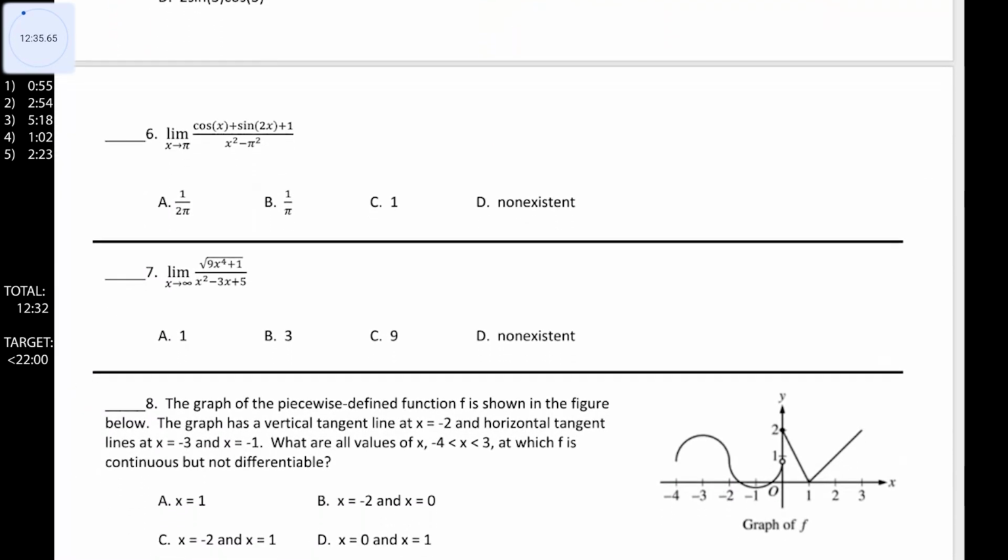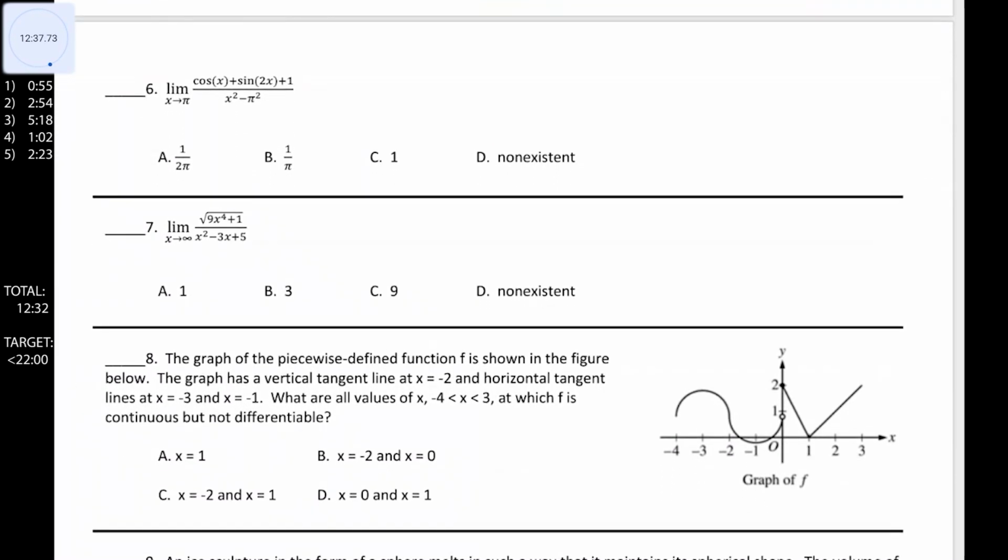Number 6, we have a limit as x approaches pi. Okay, so for this one, it's probably going to be L'Hopital's rule. If you get a limit problem that's not super obvious, it's probably going to be a L'Hopital's rule problem. But just to verify, and this is how you have to show your work on the free response section, anytime you want to use L'Hopital's rule, you have to prove that you actually can use it. Obviously, on a multiple choice section, that's not really necessary.